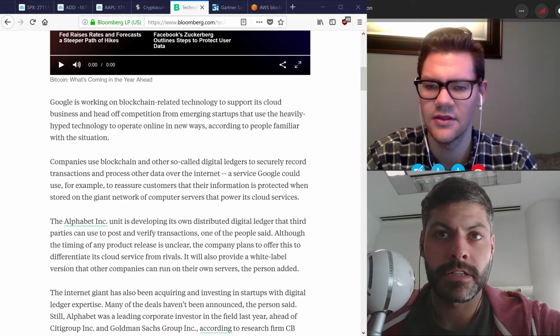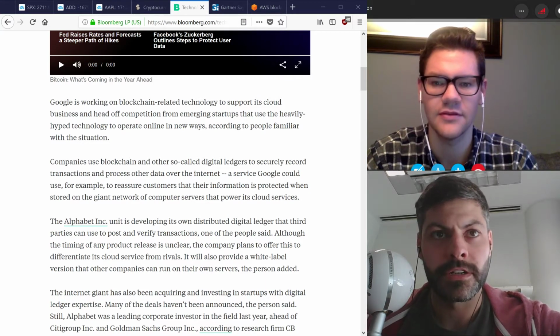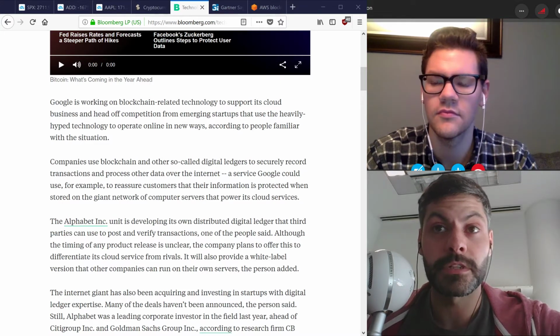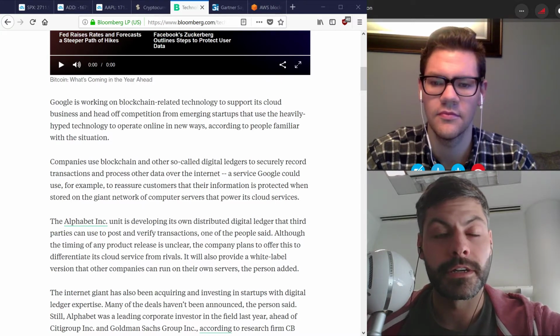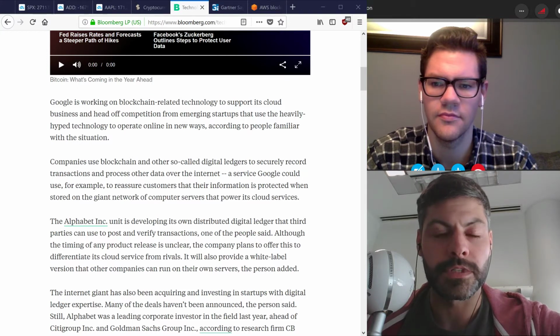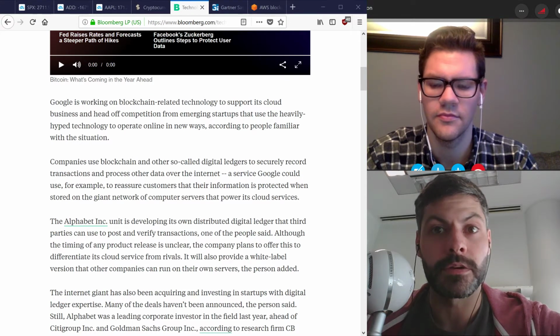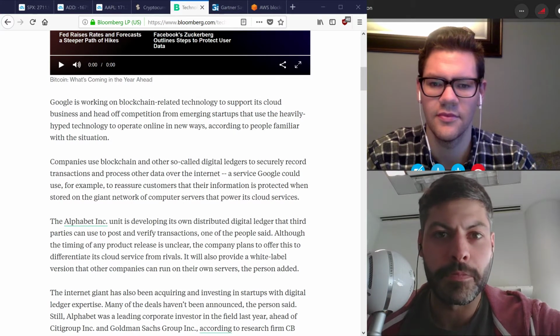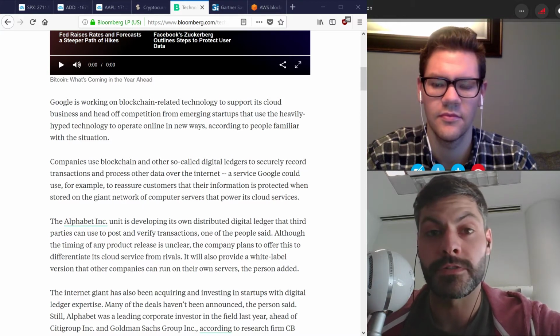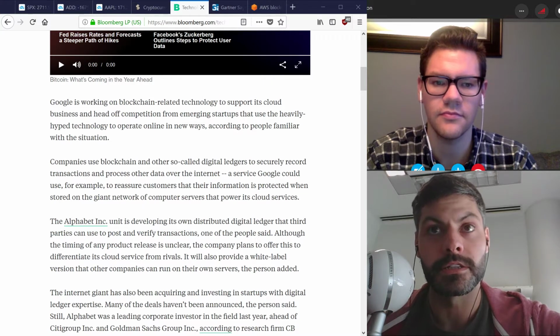Yeah, so they talked about this distributed digital ledger. So third parties can use it to post and verify transactions. So the distributed ledger part, I think they're hoping to use that for their cloud computing and their other cloud storage technology that exists and is being used. It's a pretty big business right now. Amazon and IBM, a lot of these companies are involved in the cloud business. So I think all of them are kind of trying to use blockchain in a different way to make things more secure and decentralized.